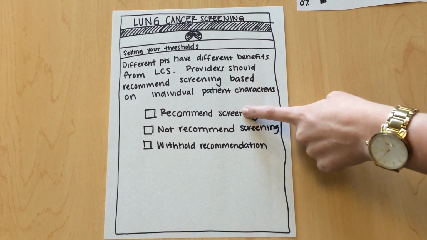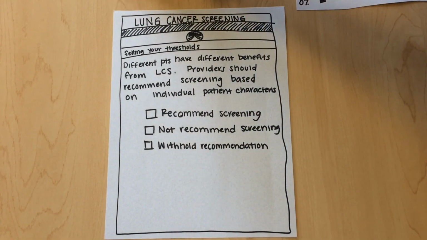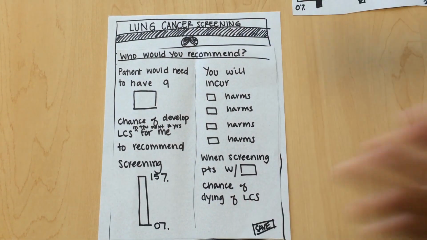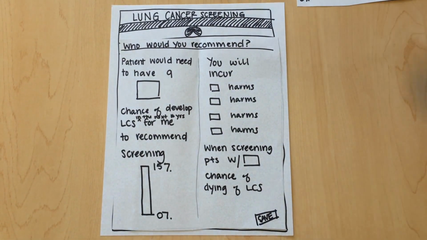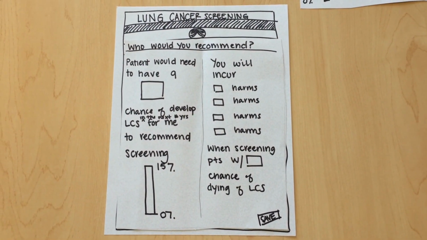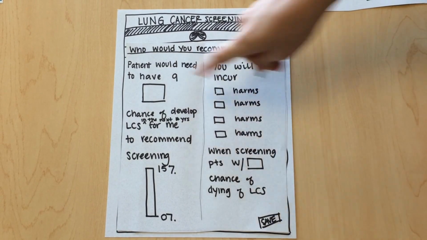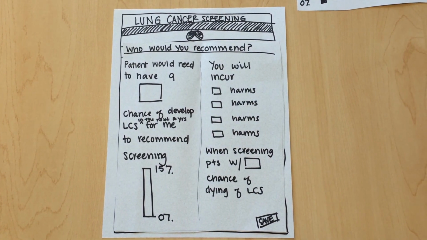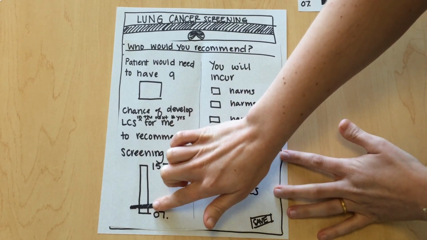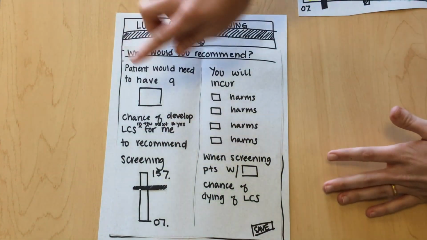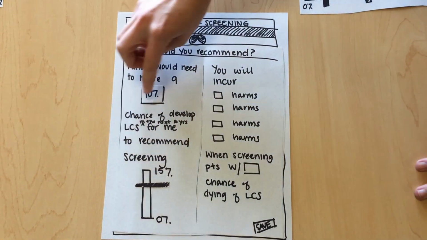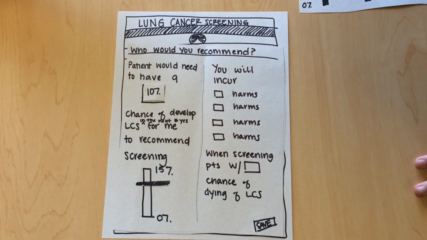So let's pretend I just pressed this Next button, or whatever we decide on for navigation. I would get this page. Who would you recommend to have screened? The content is just saying that patients would need to have a blank percent chance of developing lung cancer in the next few years. And you could use the slider down here to set that threshold. I'm not happy with this design, but it's the basic idea. Then this would auto-populate. You could also enter it from here, I guess.